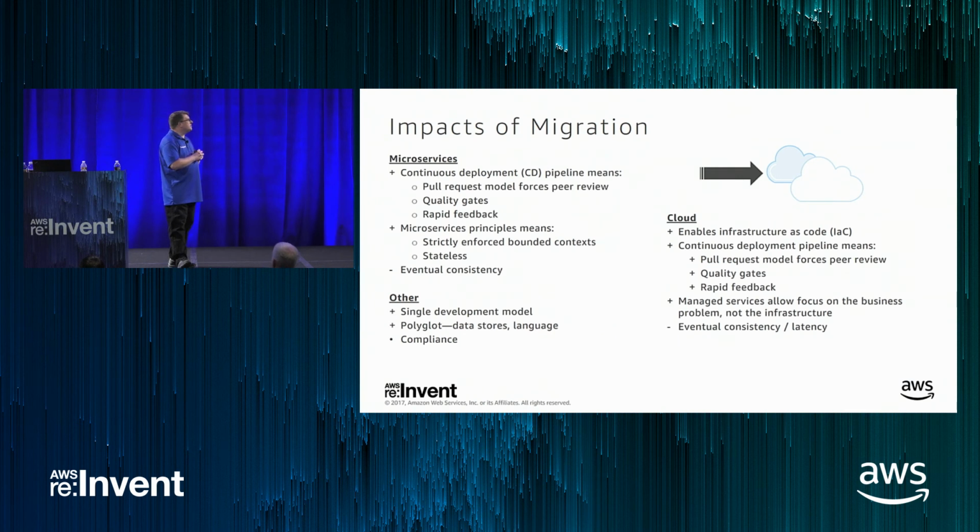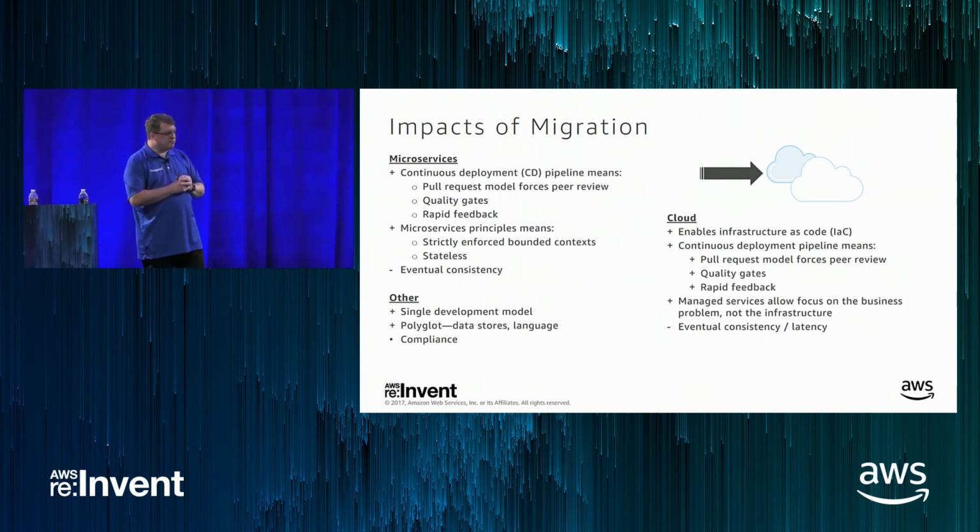So what are the impacts of migration? Firstly, the unmaintainable big ball of mud is gone with the microservices, right? We can use CD pipelines, and we use the pull request model to force a peer review. So whenever our users are making changes, someone else has to approve those changes before the actual code moves from their particular feature branch into the main branch.